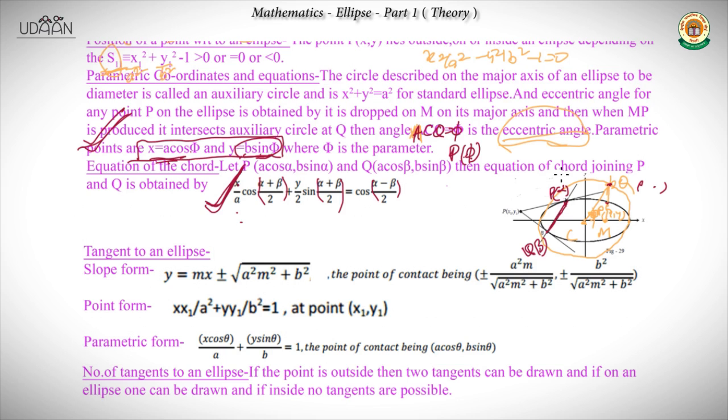Next, tangent to an ellipse. The equation of the tangent to an ellipse in the slope form is given by y equals mx plus or minus root of a square m square plus b square. And the point where the tangent touches the ellipse is plus or minus a square m by root of a square m square plus b square, comma plus or minus b square by root of a square m square plus b square.